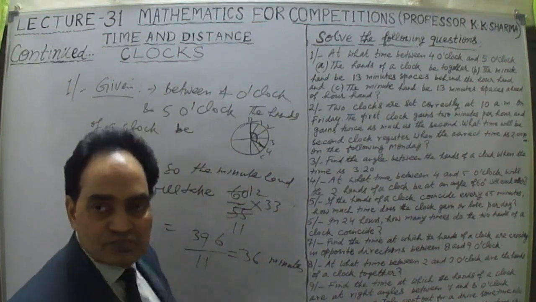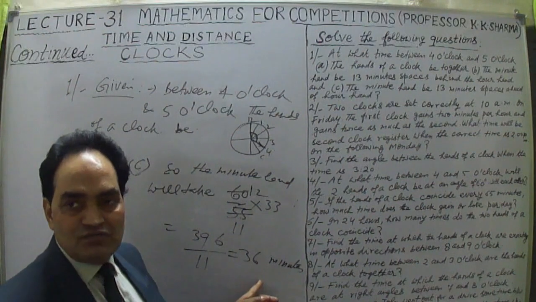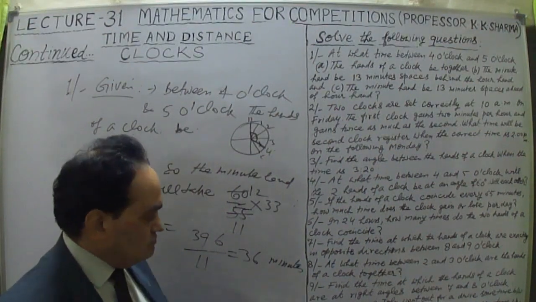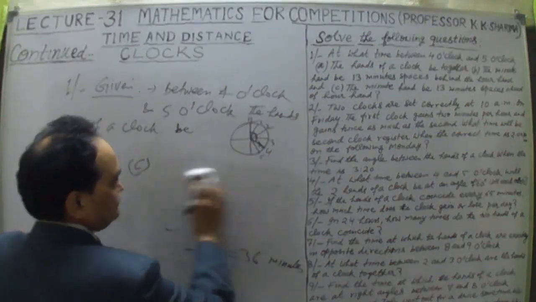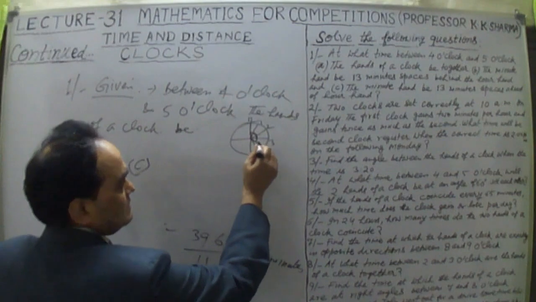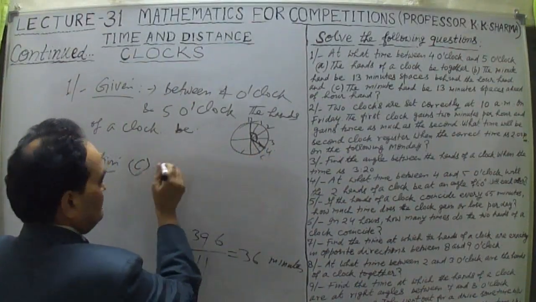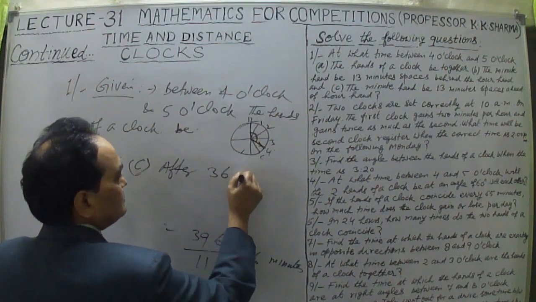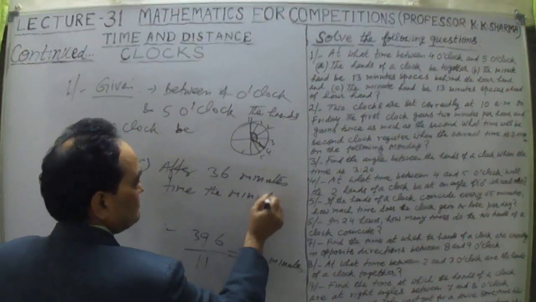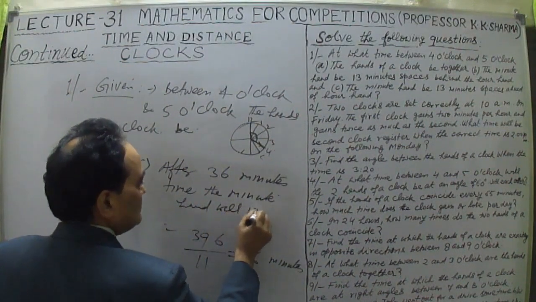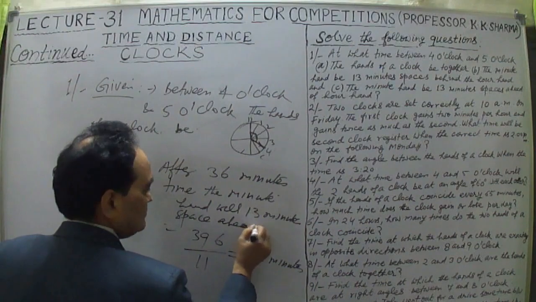In 36 minutes time, it will be 13 minutes ahead of that. That means the time will be 4:36. At 4 hours 36 minutes time, the minute hand will be 13 minutes space ahead of that. So what is the time? 4 hours, the hour hand will be here at 36 minutes, the minute hand will be at 36 and 35 is here. That means after 36 minutes time, the minute hand will be 13 minutes space ahead of the hour hand.